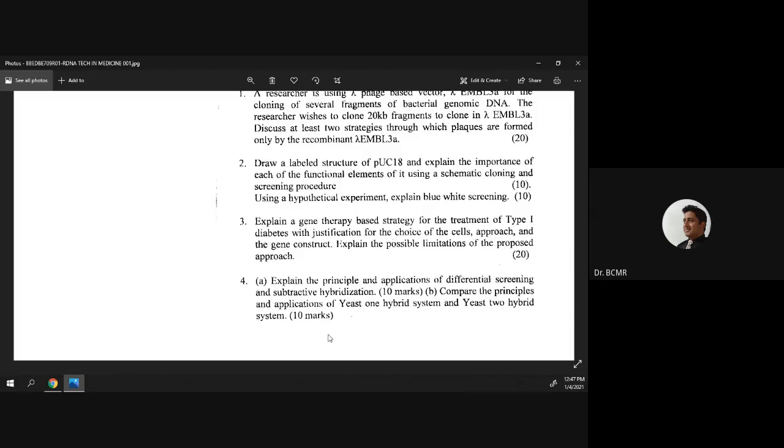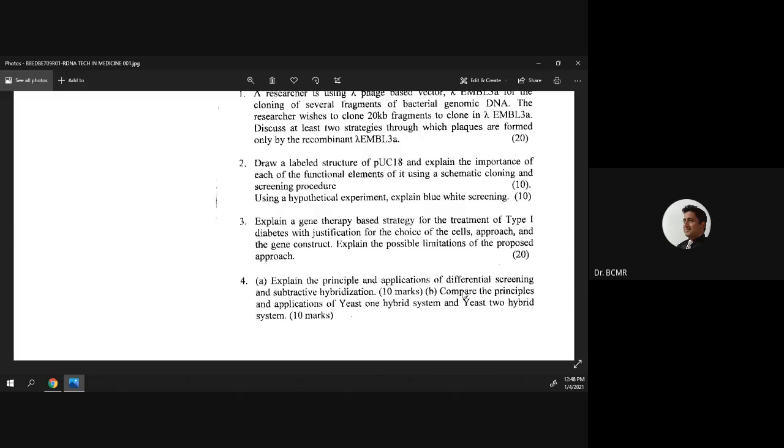The fourth, I think it's number 5, is differential screening and subtractive hybridization. I hope we did discuss differential screening, and did we discuss mRNA hybridization on the plate, labeled RNA, cDNA hybridization? If not, we will try to take it up. But subtractive hybridization, I remember that we have discussed clearly.